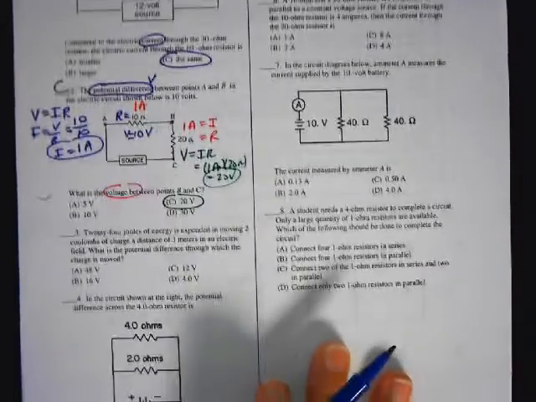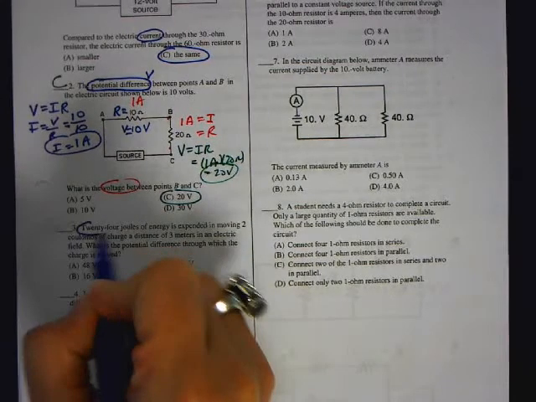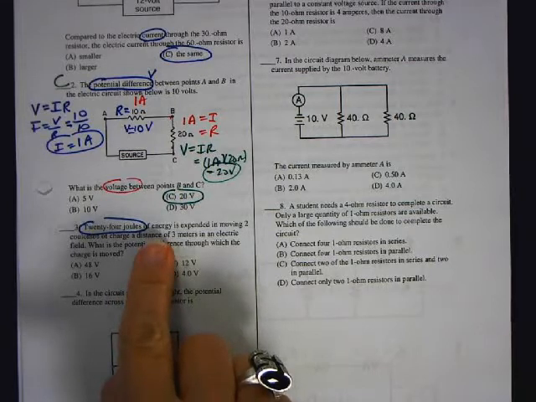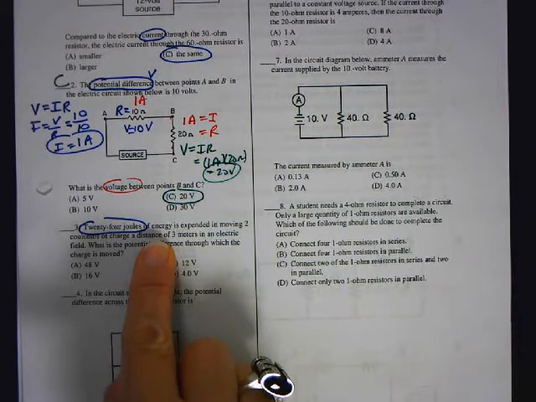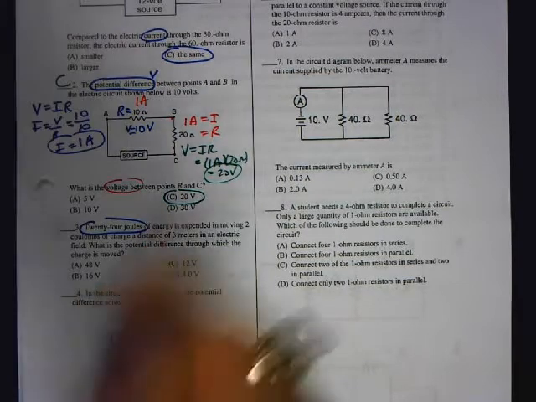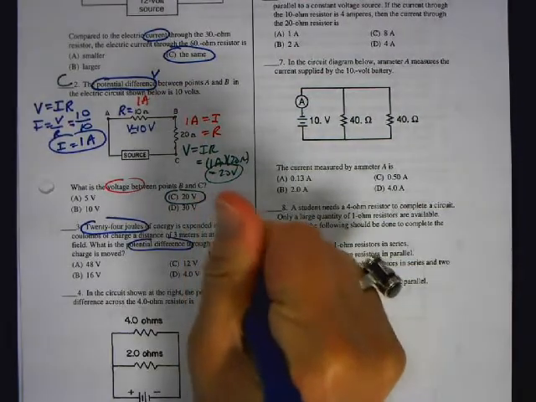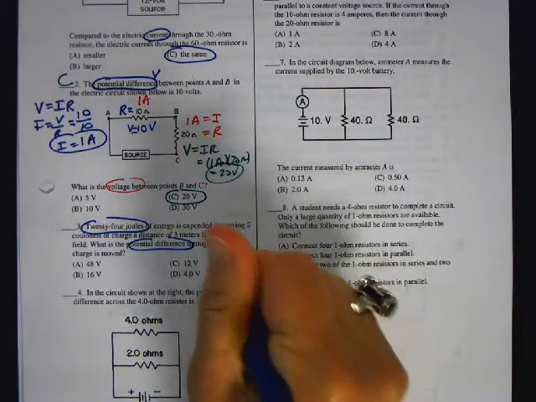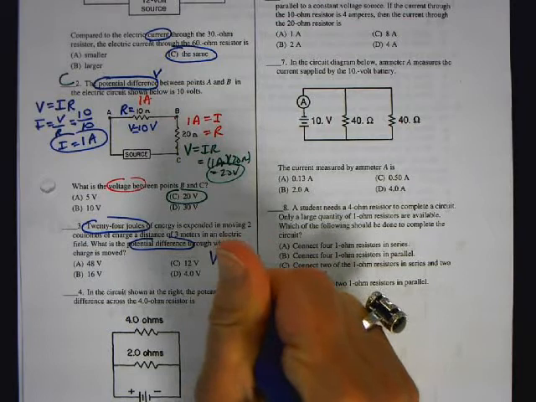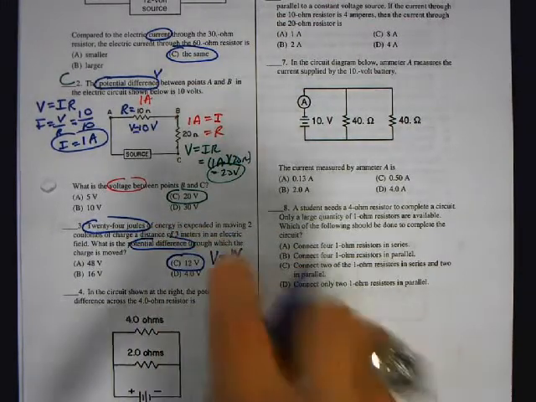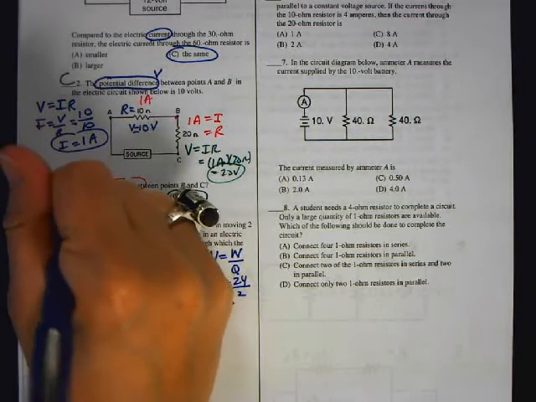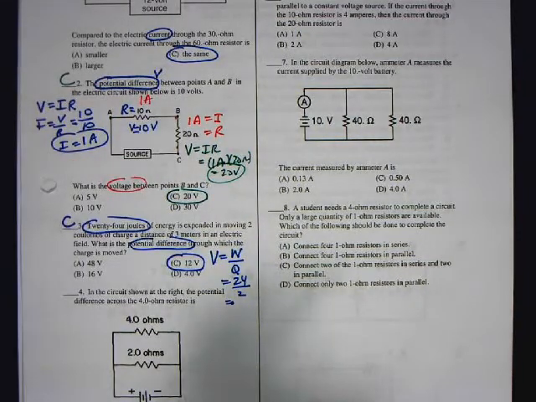Number 3, 24 joules of energy is expended in moving 2 coulombs of charge a distance of 3 meters in an electric field. What is the potential difference through which, potential difference is V. So V is equal to W over Q, which is 24 over 2, which is equal to 12. That's an equation from the last chapter. I have to see if I put that on the test this time too, because that's from the last chapter.